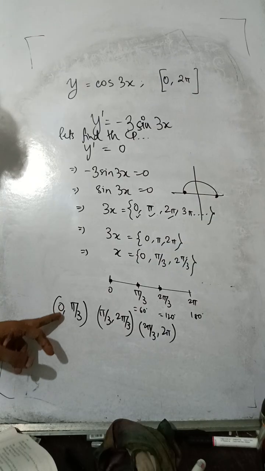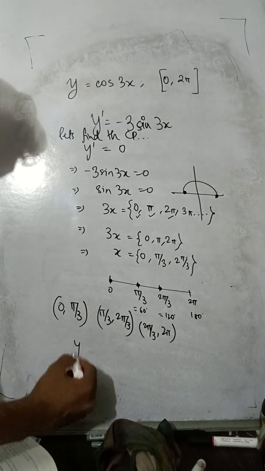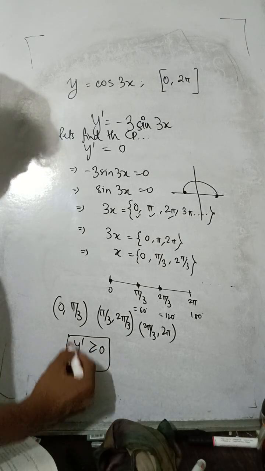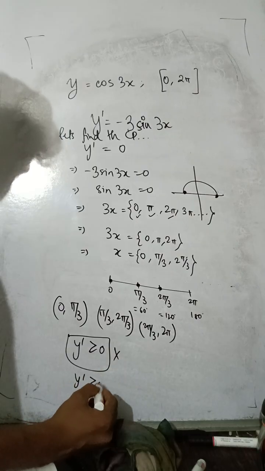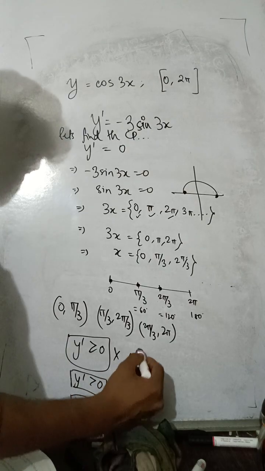Okay, look, we are not including 0 or pi by 3 in any of these regions. The reason is this: if we include these points, then our y dash will become equal to 0 there. But we want y dash to be positive or negative. We don't want our y dash, our dy dx, to be greater than or equal to. We want y dash to be greater than 0 or y dash to be strictly less than 0. These things we want. We don't want this either.